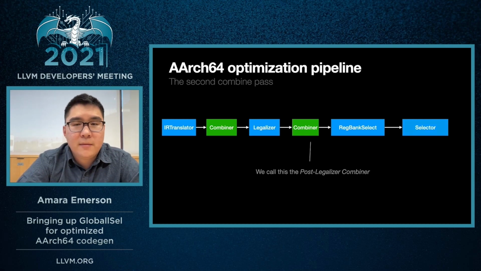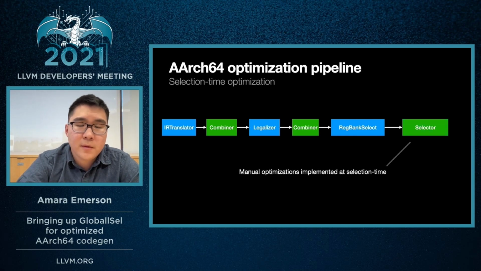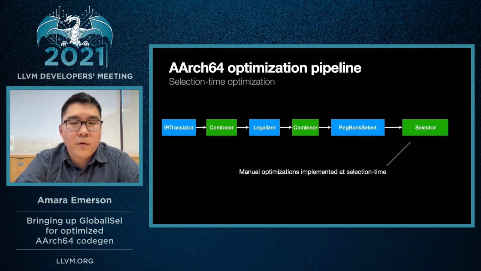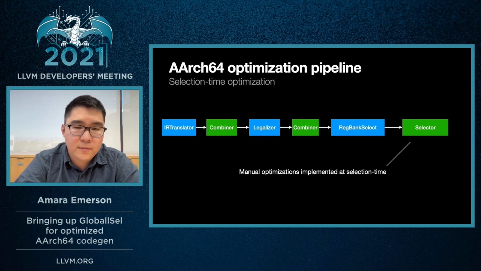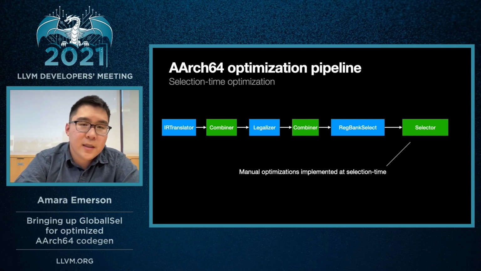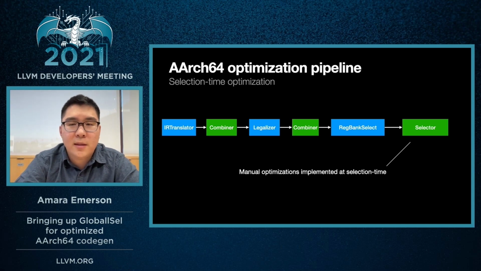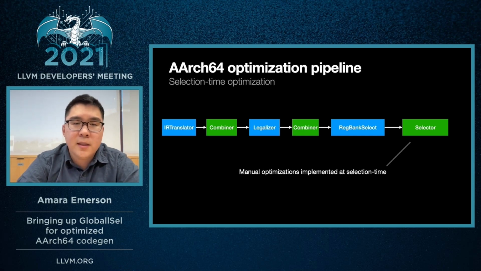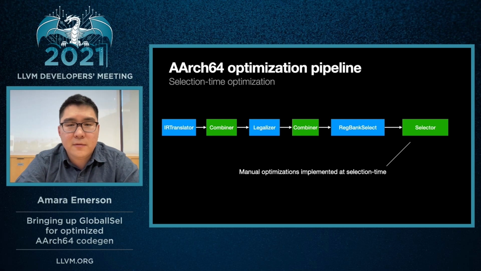So, what happens after that? Well, we do regbank selection. However, for the individual targets, there's usually a lot of optimization opportunities still left over. And so usually the selector will also do optimizations. And for AArch64, that's true as well. We implement quite a few manual optimizations at selection time. We do things like optimizing compares and branches, selects, etc. And so the selector is not only an instruction selector, it's also a form of optimization itself.